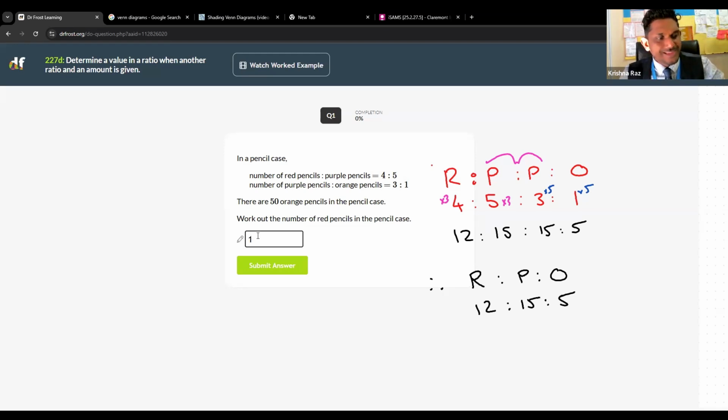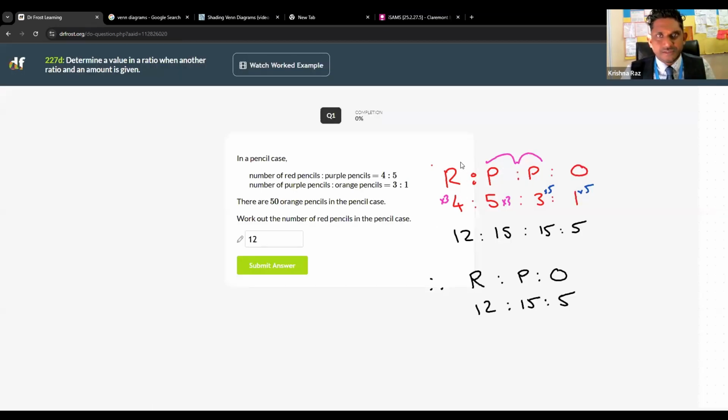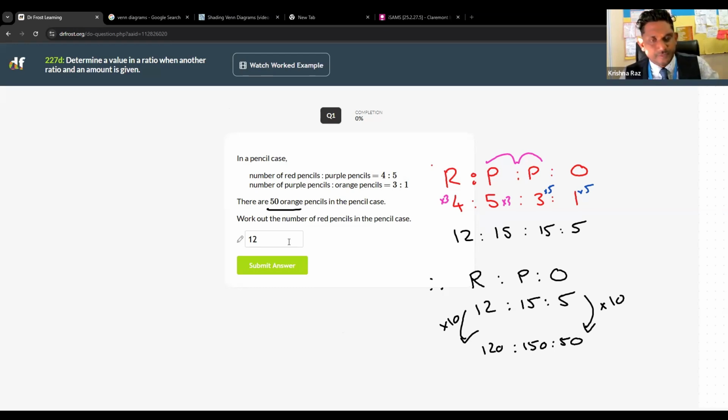So with questions like this, we're always going to use that technique to answer it. So I said winky face because look, there's 50 oranges. So that's the ratio. So now I can times by 10. So I'm not sure whose pencil case this is, but they have 120 red.